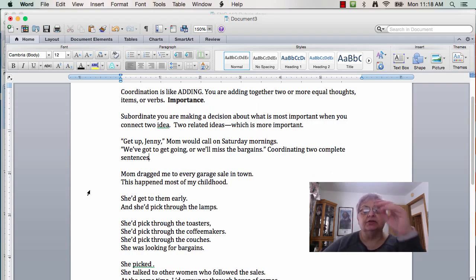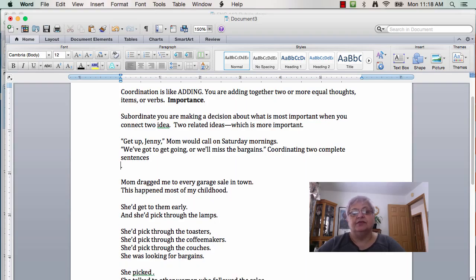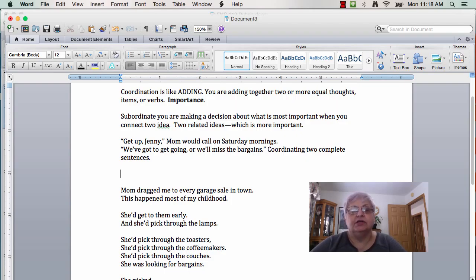So what we did with that one was we left the first sentence alone, and then we coordinated the next two sentences because we decided they are of the same importance, okay? Now, if you think, "Nah, I don't think that's the same importance," you might want to use some subordination. We've got to get going if we don't want to miss the bargains. But look how many extra words that is, and we really don't need it.